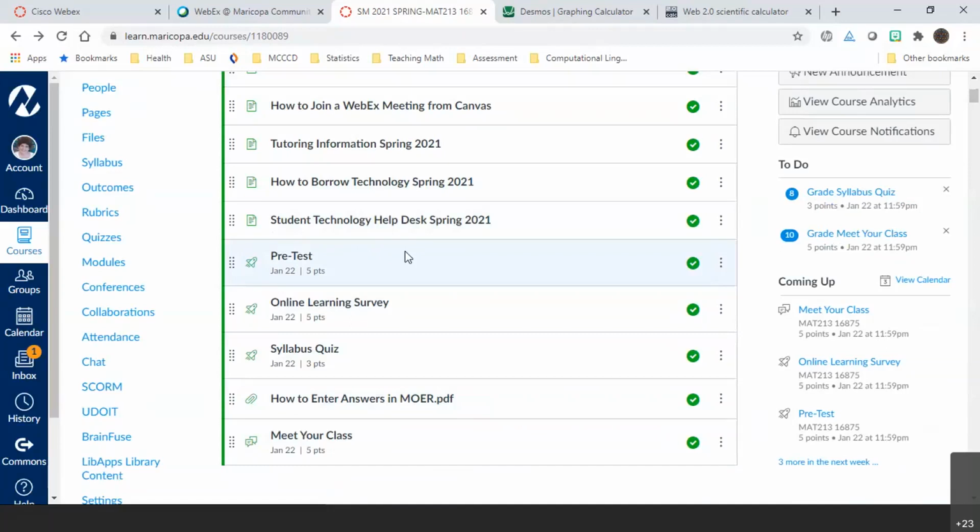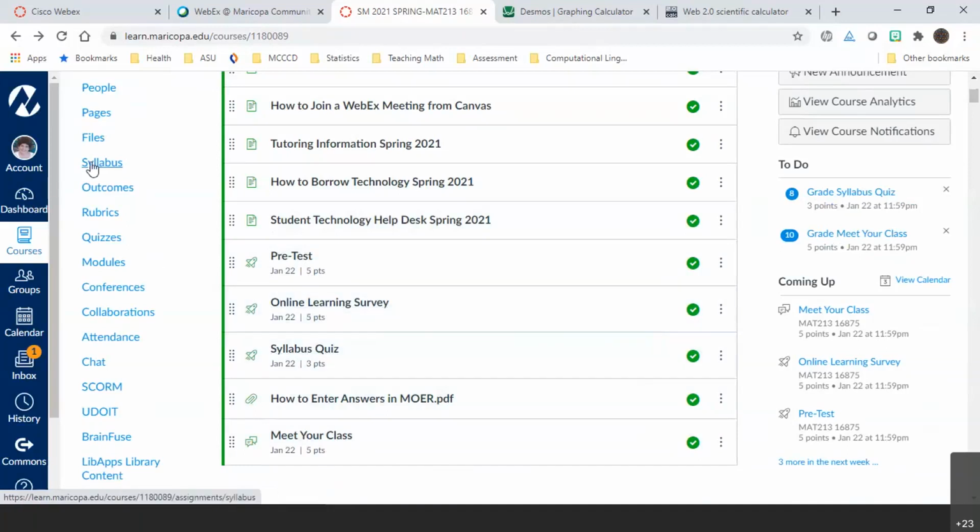So the stuff that you are going to be doing by Friday is this little pretest, which is mainly for you to figure out how comfortable you are with college algebra, because I know some of you probably took it a few semesters ago. There's an online learning survey for me, so I can figure out how comfortable you are with learning in the online environment. There's a syllabus quiz.